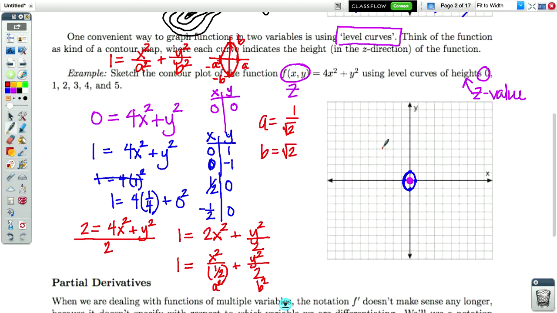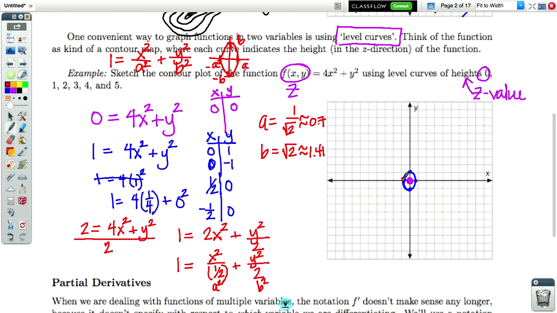So 1 over 1.41, I'm just coming up with an approximation. This is about 0.7, so that I can graph it. And then the square root of 2, like I said, is about 1.41. So I'm just going to graph these things and make an ellipse.